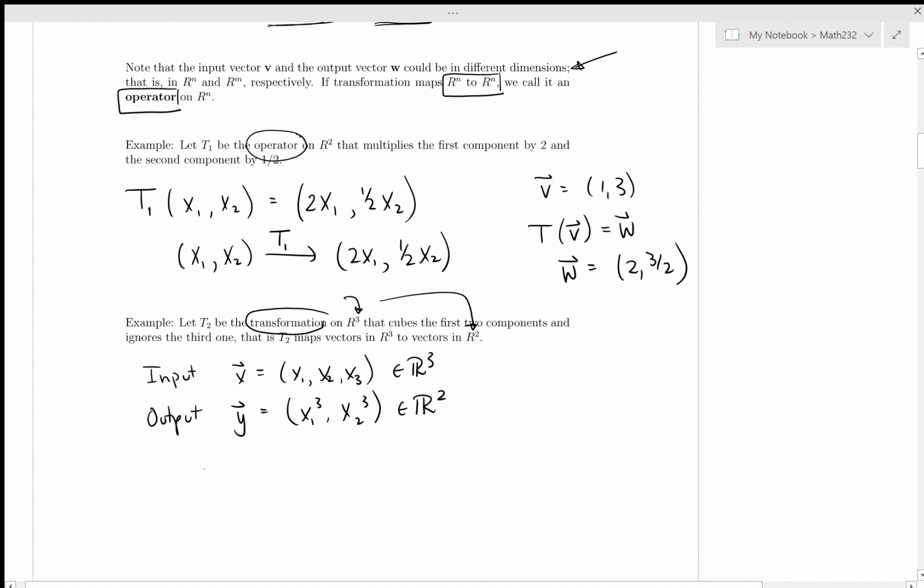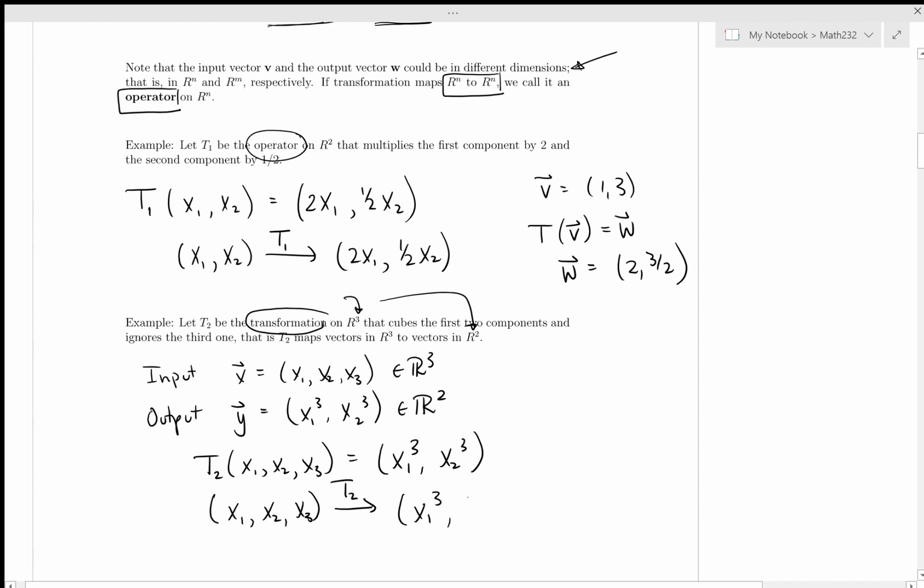Okay, so we could then write our transformation like this. Our transformation of (x1, x2, x3) looks like this: (x1 cubed, x2 cubed). Again, we could write it like this, x1, x2, x3, is mapped via the transformation, this is going to be called T2, to this. Okay, can we represent this one as a matrix? That's a question. Can we represent T1 or T2 by a matrix? And so we'll have to think about these sorts of things.